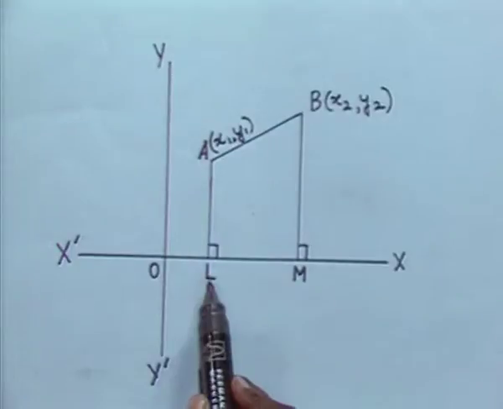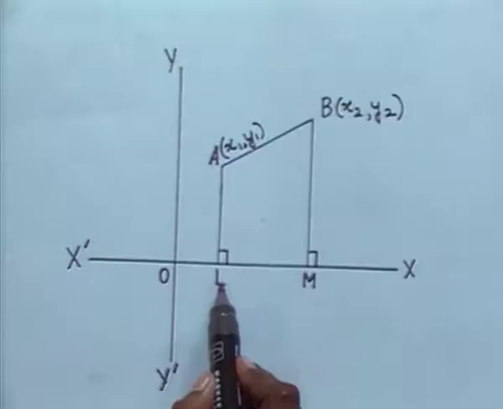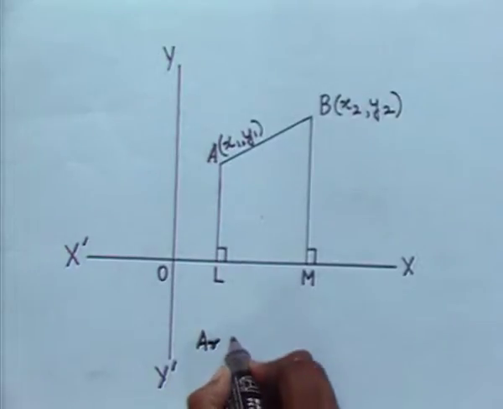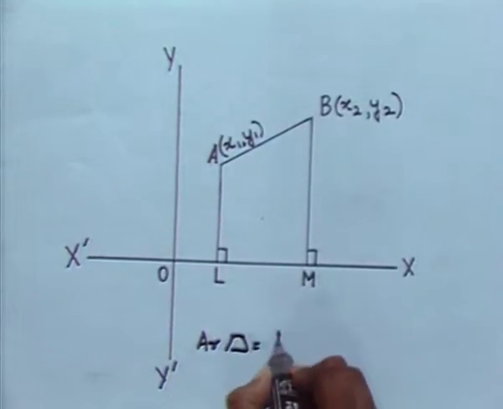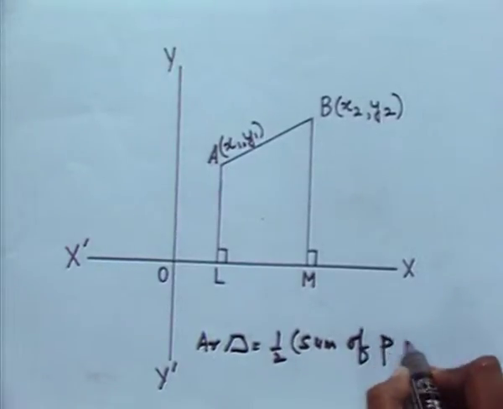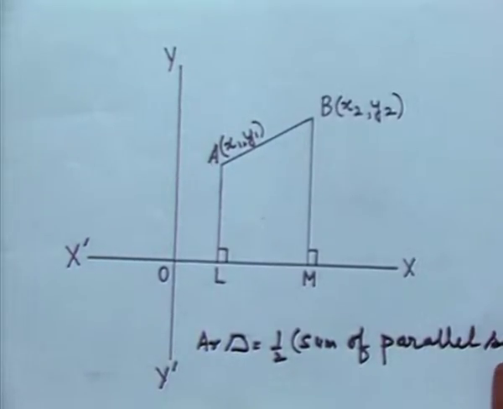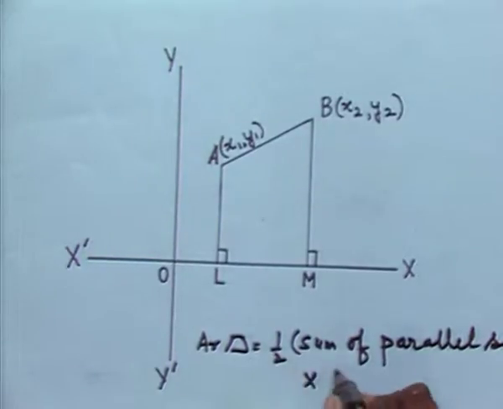Try to recognize the figure ALMB. Yes, it is a trapezium. You are right. Now tell me, how do we find out the area of a trapezium? Yes, area of a trapezium is equal to half multiplied by the sum of the parallel sides, again multiplied by its height. You are right. Half sum of parallel sides multiplied by height.